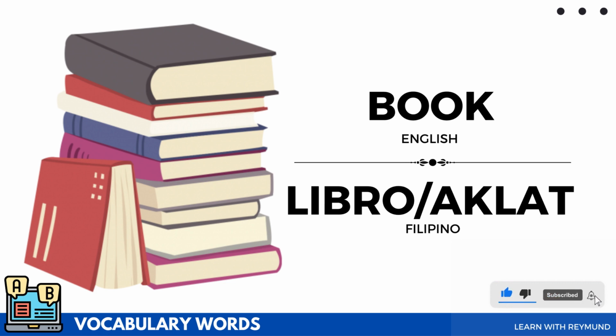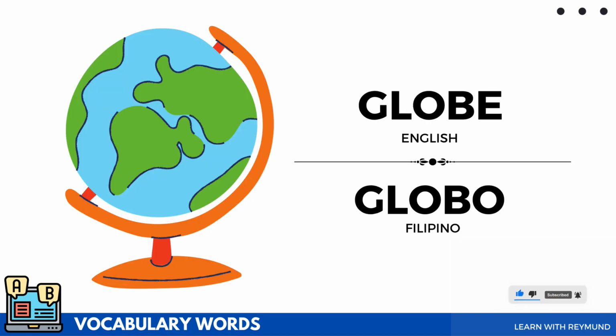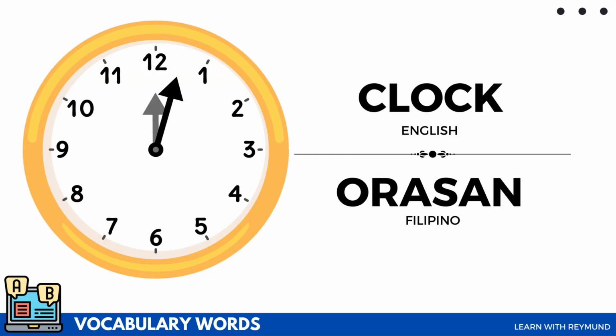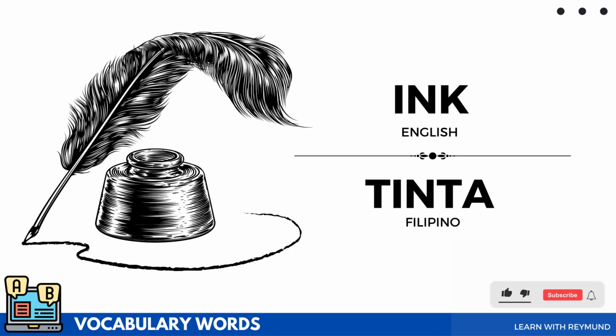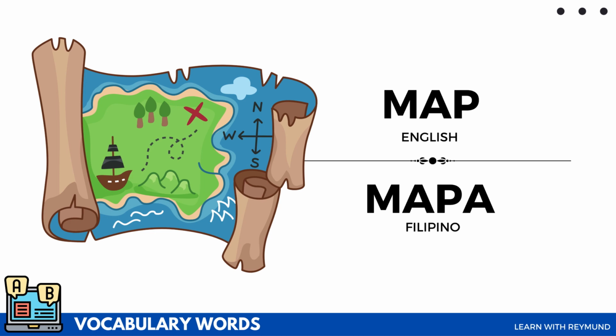Book, libro, aklat. It's a globe in English, while in Filipino, it's a globo. Globe, globo. In English, it's a clock, while in Filipino, it's an orasan. Clock, orasan. It's an ink in English, while in Filipino, it's a tinta. Ink, tinta. In English, it's a map, while in Filipino, it's a mapa.